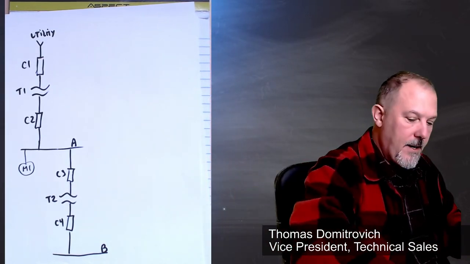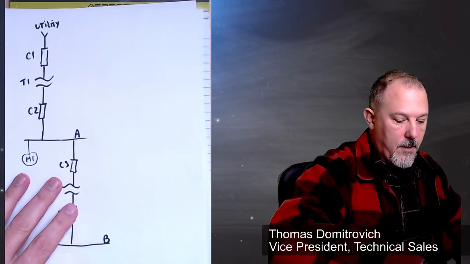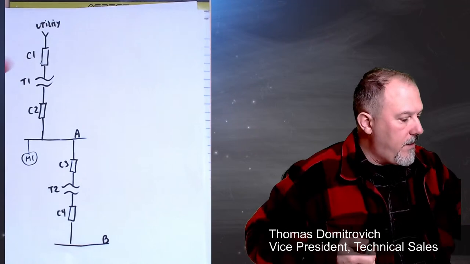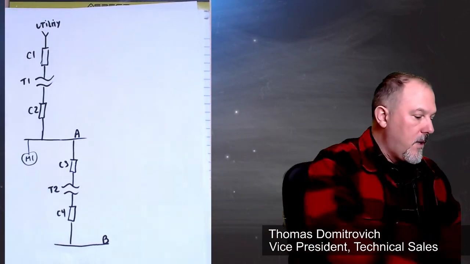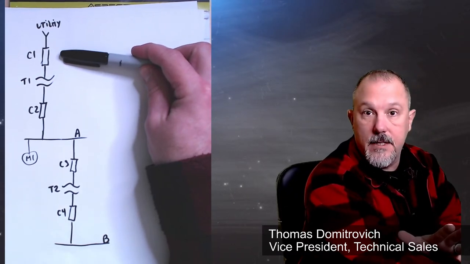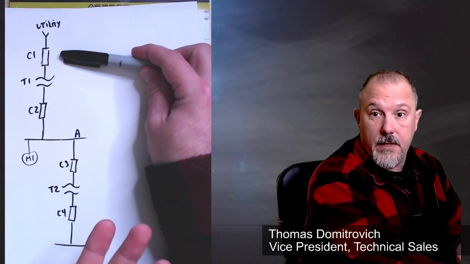So we're going to take and make an impedance diagram. This is sort of our one line diagram that we have, right? So we have the utility up here. We've got conductor one. Now, I don't have the overcurrent protected devices in here because I really don't care about the overcurrent protected devices.